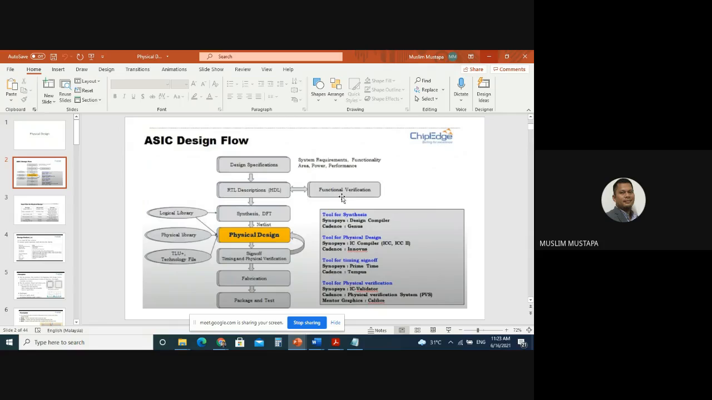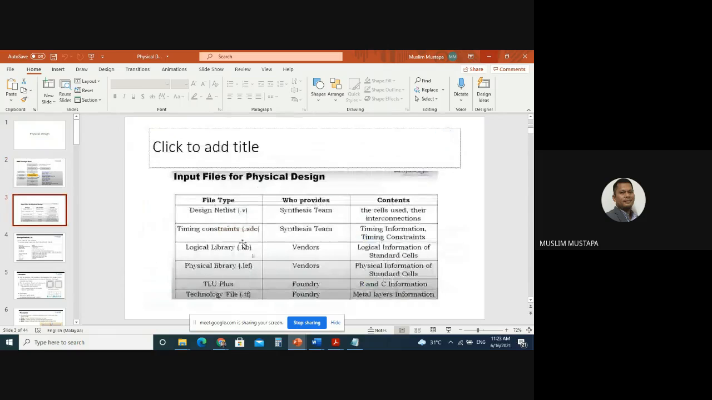As you can see, there are many names of the tools that can be used in different steps of the design flow. Here are the files and who produced the files. We need to understand this so that when we go into the design, we know the limitations. Some of the files we can get from the synthesis team, some of the design we need to get from the vendors, and some we need to ask from the foundry.